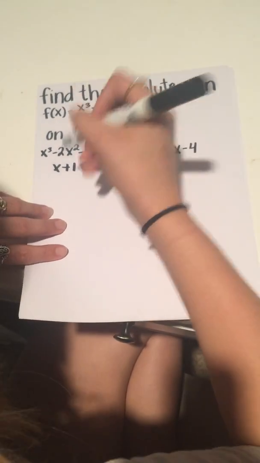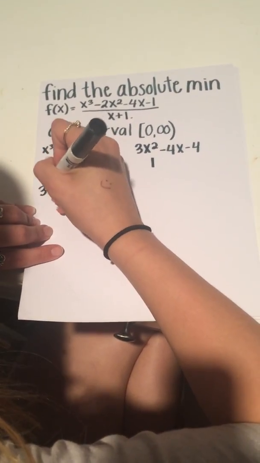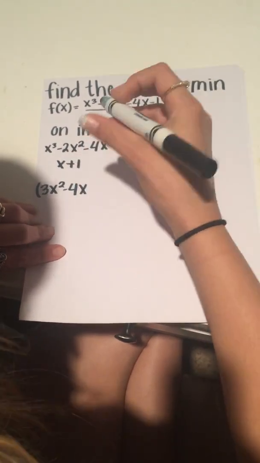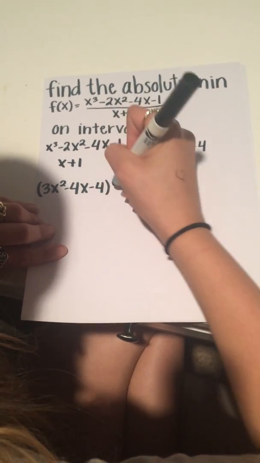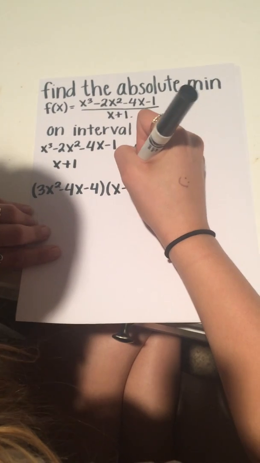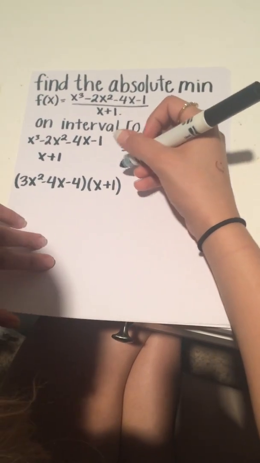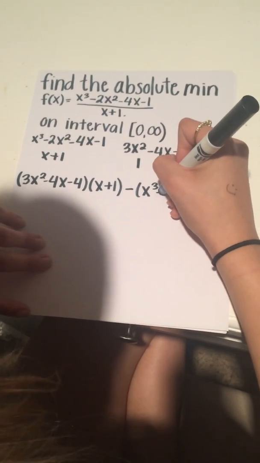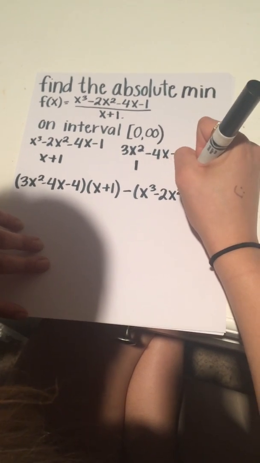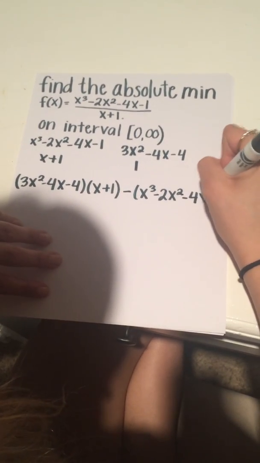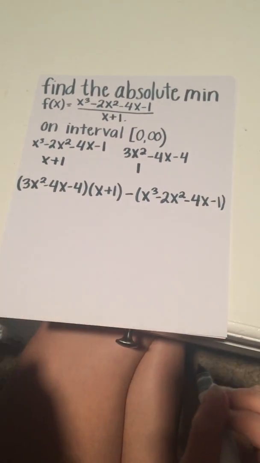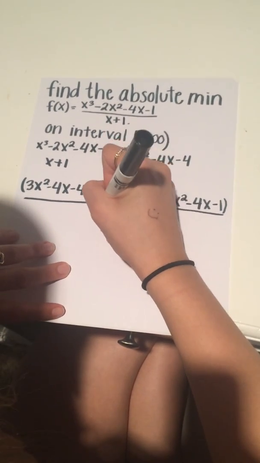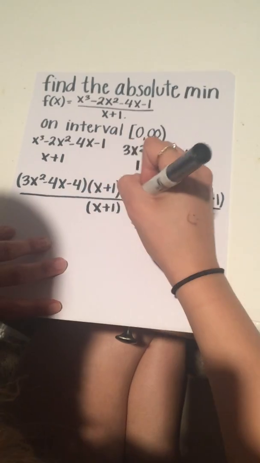And then we're going to put 3x squared minus 4x minus 4 times x plus 1, minus x to the third minus 2x squared minus 4x minus 1. Okay, and it's all over x plus 1 squared.